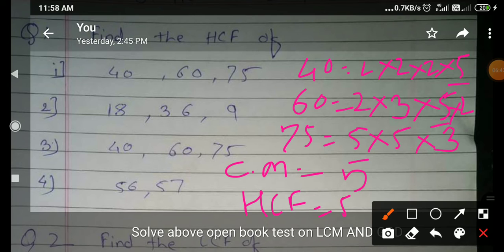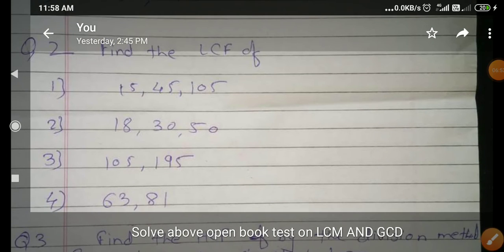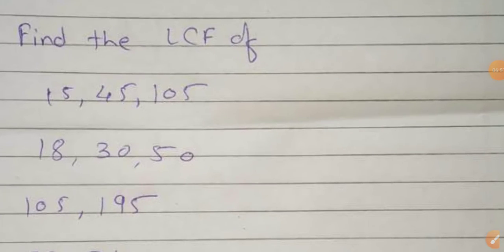This method also I taught you in the video, that circles method also I taught you in the video. Just follow it, no problem. And in this way you just solve these 4 examples of the HCF.